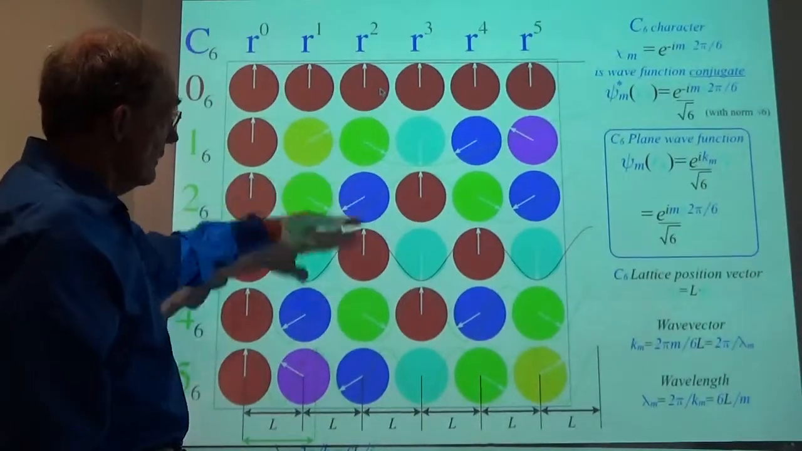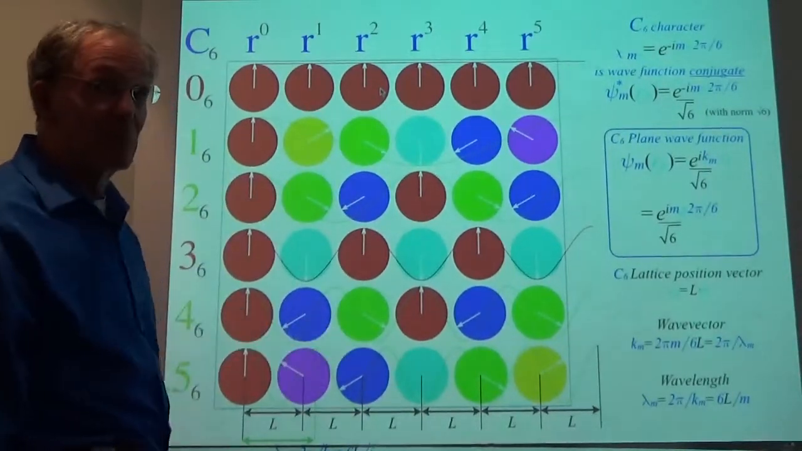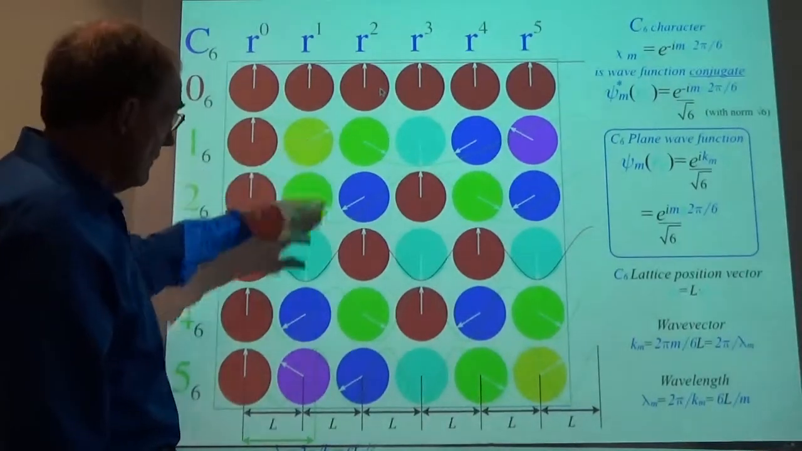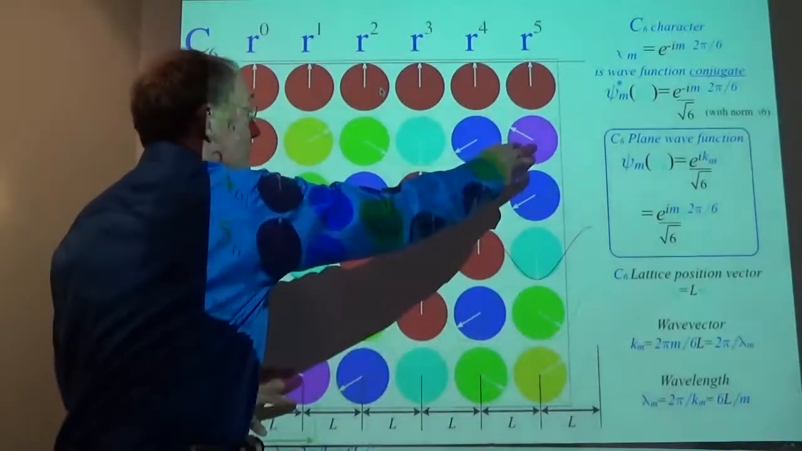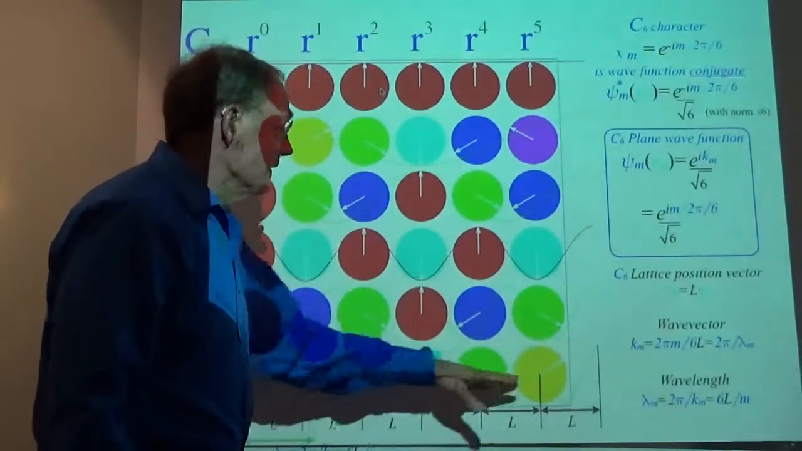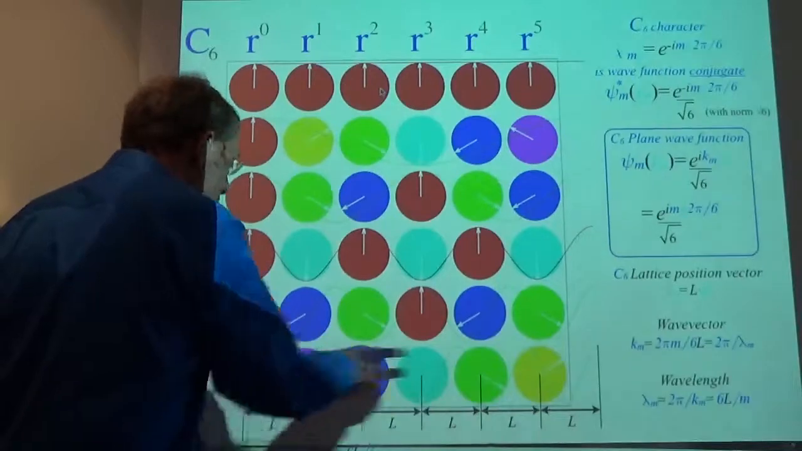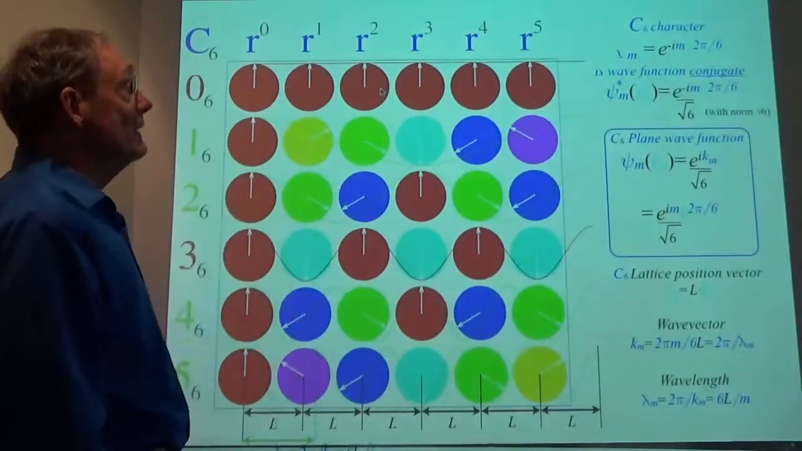This is the conjugate of that one. Complex conjugate of that one. And then this one, the same as that one. Purple's here, purple's there, right? This one is headed, actually, this way. I'm sorry, this one's headed that way, this one's headed this way.